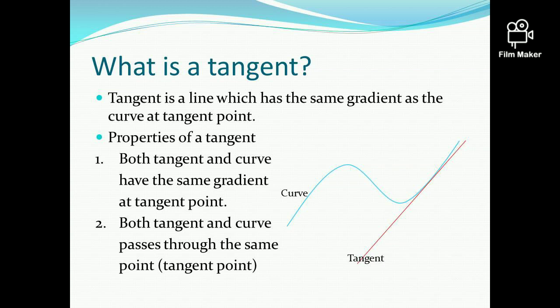Then what is a tangent? A tangent is a straight line which has the same gradient as the curve where it's drawn. When you try to identify the equation of a tangent, we need to be concerned about two special properties of a tangent. The first property is, if you consider the gradient of a tangent and the gradient of the curve, both become similar to each other. The second property is, if you draw a tangent to a curve, both the tangent and the curve pass through the same point, that is called the tangent point.